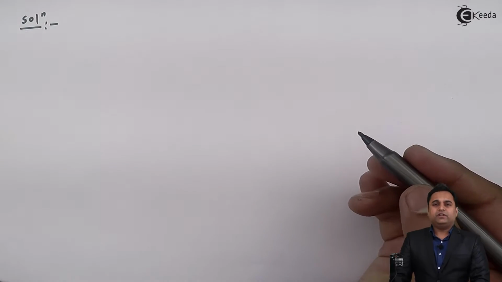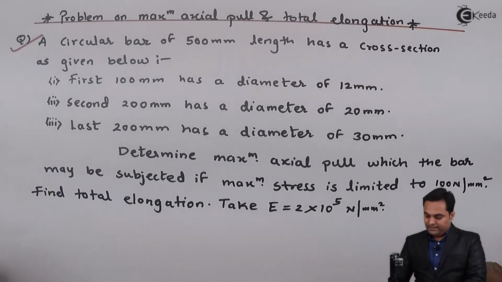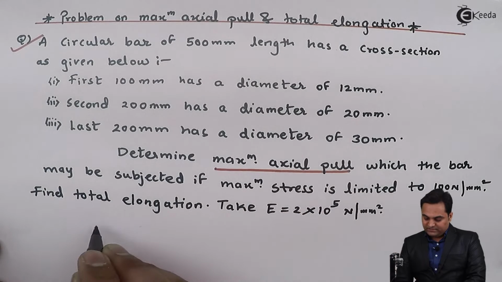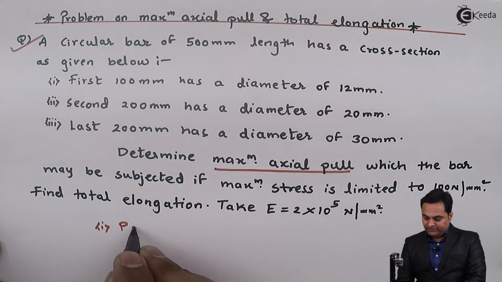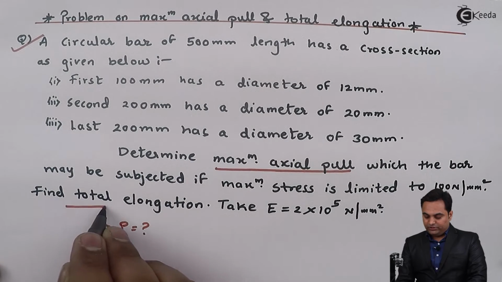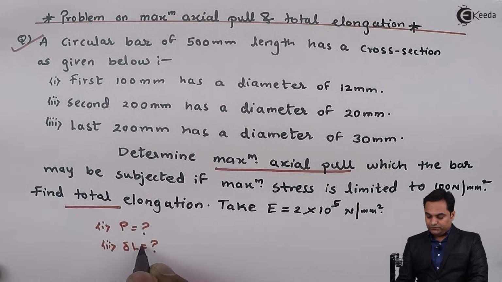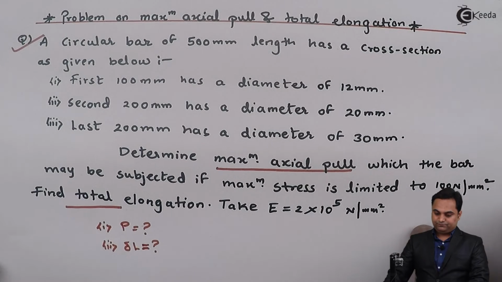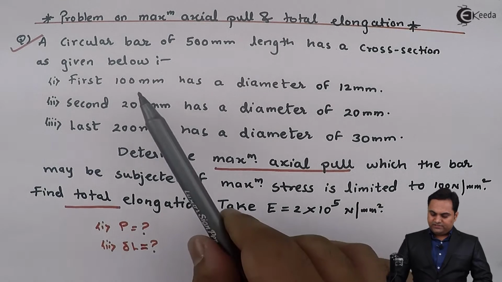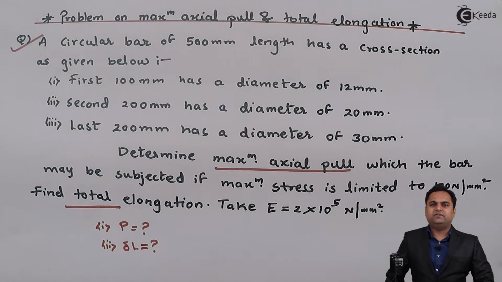If we look into this question, there are two unknowns here. First, we have to find out the maximum axial pull, which we will denote by letter P, to which the bar may be subjected, and we have to even find out total elongation. Total elongation is delta L. So these are the questions in front of us. Next, since the length has been divided into three parts having three different diameters, first it is necessary that we start drawing the diagram.